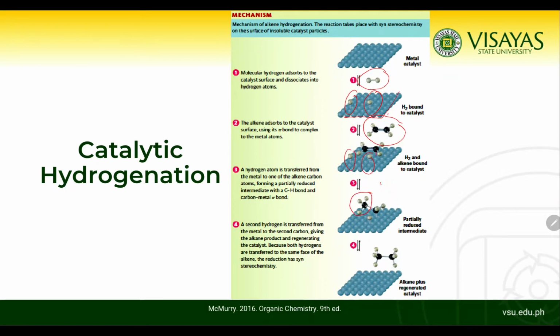So in the third step, we now have the hydrogen transferred. As you can see here, nag-CH3 na because nag-transfer na ang hydrogen from the metal surface to the alkene, no? And in the last step, we have now the second hydrogen nga ni bond sa carbon here. So we now form the alkane, and remember that the metal catalyst is regenerated at the end.